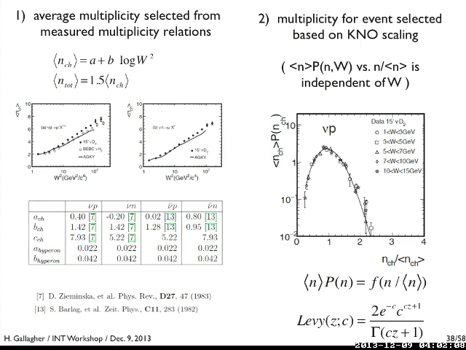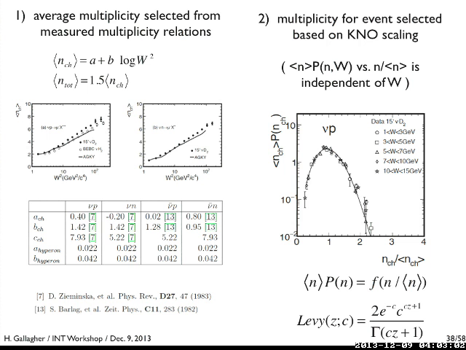Typically, we take parameterizations of the average charged particle multiplicities, which are very precisely measured, and multiply that by 1.5, which is the approximate ratio of total pion production to charged pion production, also measured in these experiments. We then use a very nice empirical relation called KNO scaling. If you plot the probability of measuring a particular charged particle multiplicity at a particular invariant mass, multiplied by the average charged particle multiplicity at that invariant mass, against the multiplicity divided by the average, then the data for a whole bunch of different invariant mass ranges fall on a universal curve.